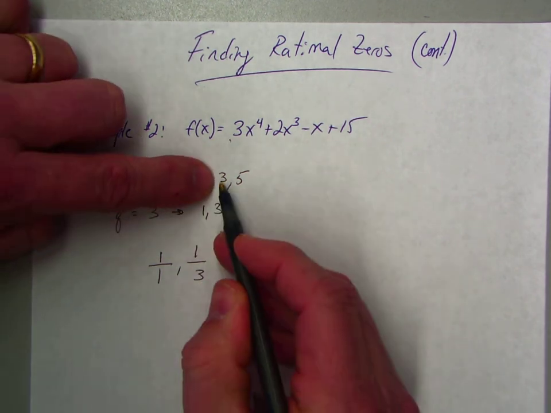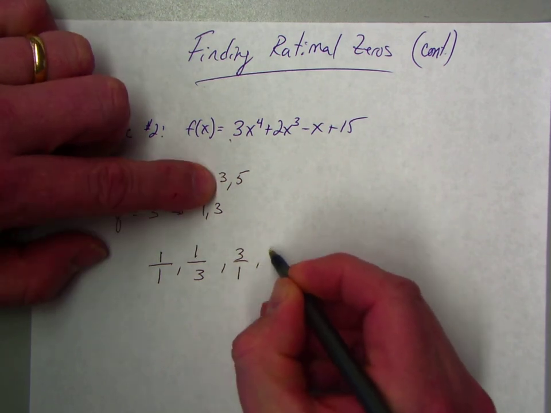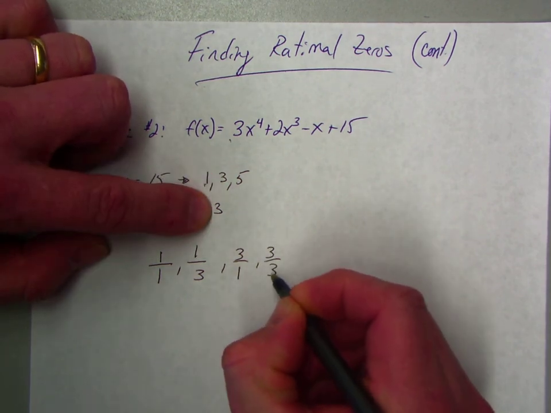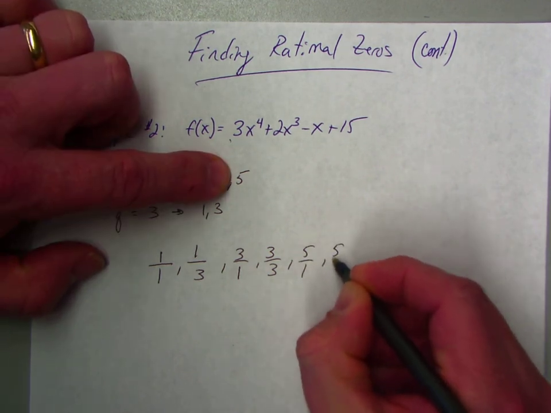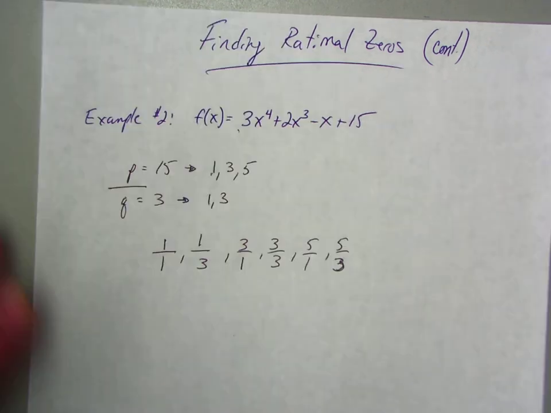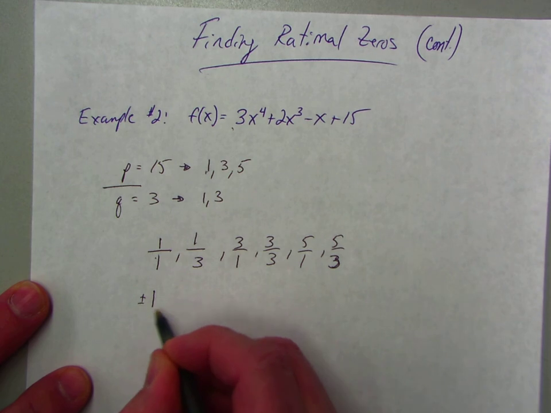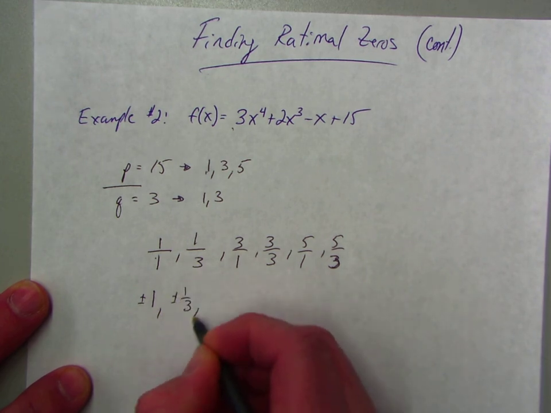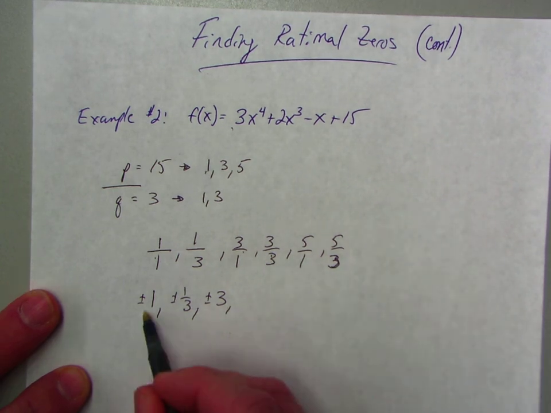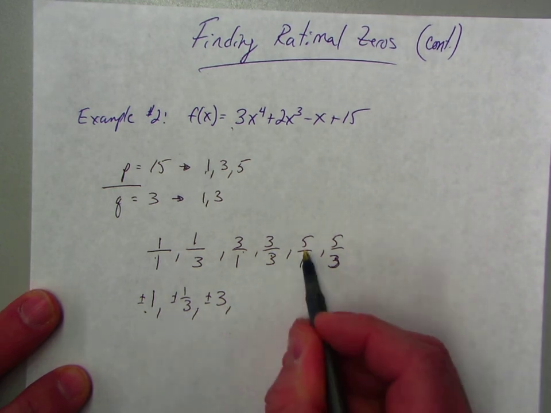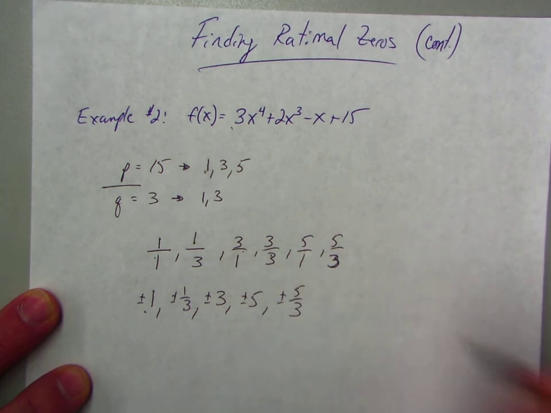So I took care of 1. Now I'm going to do the 3: 3 over 1, 3 over 3, then 5 over 1, and 5 over 3. Then I simplify the fractions. So this is 1, so plus or minus 1, plus or minus 1/3. This is just 3, so it'll be plus or minus 3. This is 1, which I already have, so I don't need to write it again. Here, this is 5, and plus or minus 5/3.